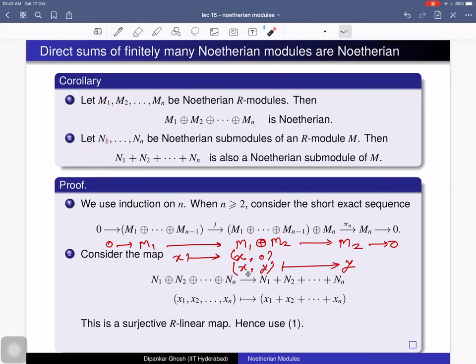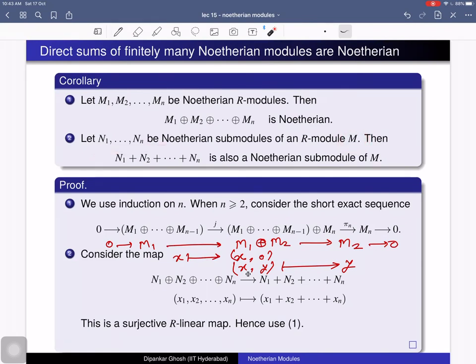So we have verified that if you consider finitely many Noetherian R modules, then their direct sum is also Noetherian. But what about the usual sum? In that case, you have to consider Noetherian submodules of an R module. So here M is an arbitrary R module. It need not be Noetherian. You don't know whether it is Noetherian or not. It is just an arbitrary R module, and you have considered Noetherian submodules.